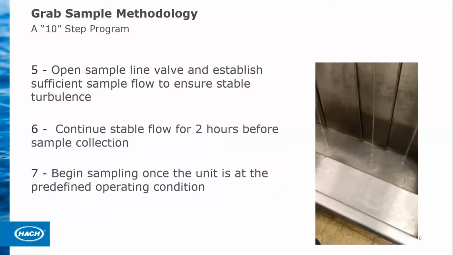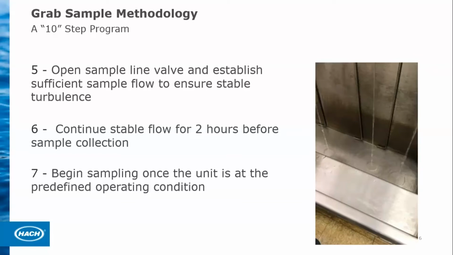This is another one. Open the sample line valve and establish sufficient flow and make sure it's flowing for a while. Now, a lot of water panels will have lines that are continuously running. That's ideal because what you don't want to do is go to a panel or go to a valve, open it up, and then take a sample. Opening and closing of valves and doing anything that disturbs that sample line is going to give you a reading and a sample that is not really representative of what's going through that tubing.